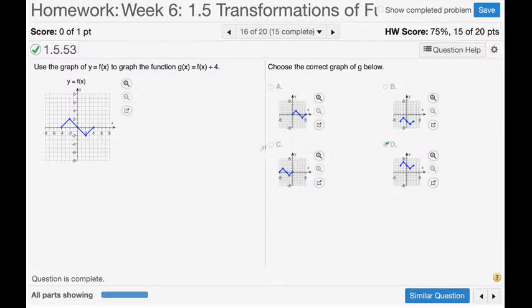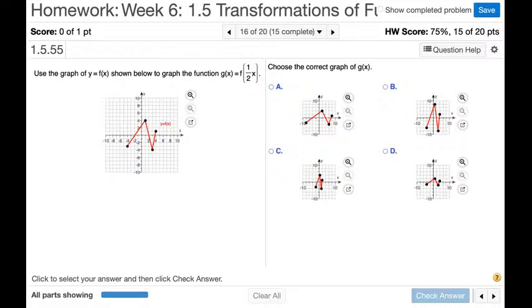So if we multiply the inside by a half, you would think that it would shrink horizontally, but remember horizontal is going to be the reverse, so it actually gets stretched by a factor of 2. So the y values stay the same, but all the x values get doubled. I think it's this one. The only one that looks like it was stretched horizontally is A.